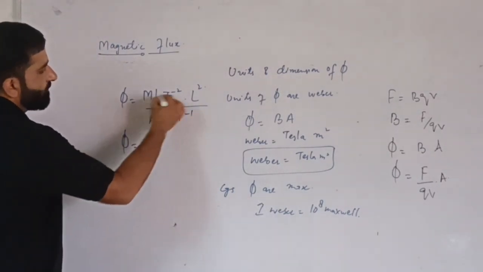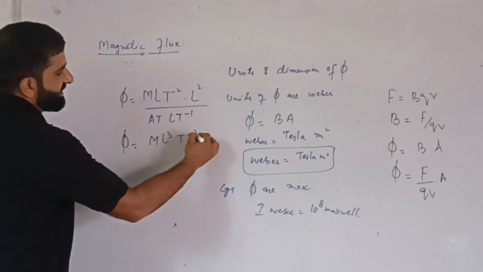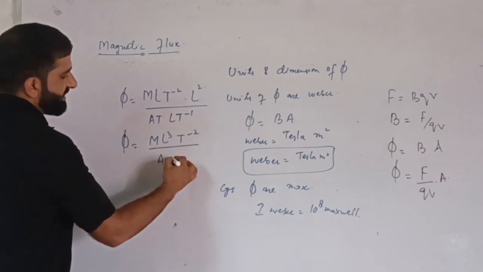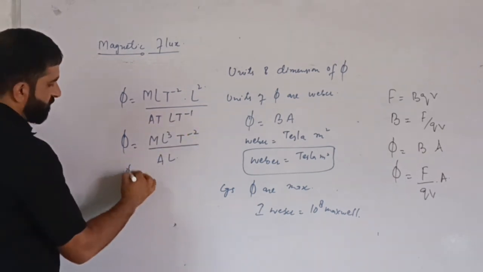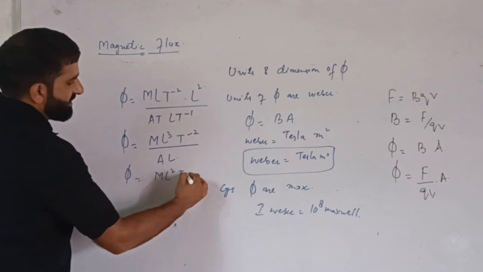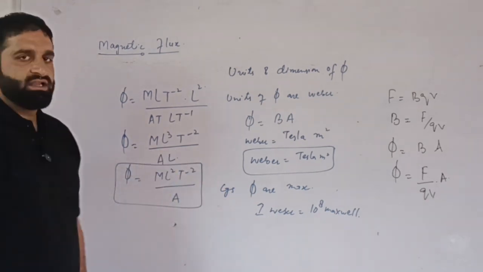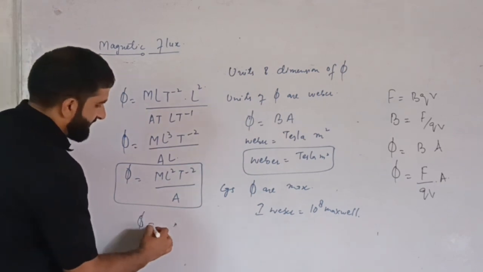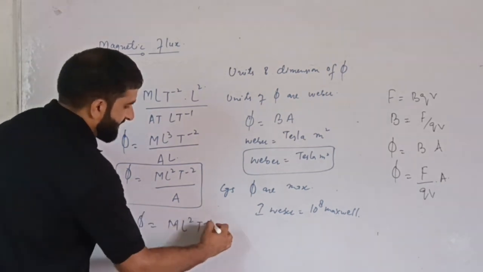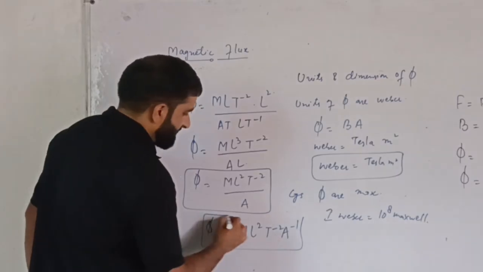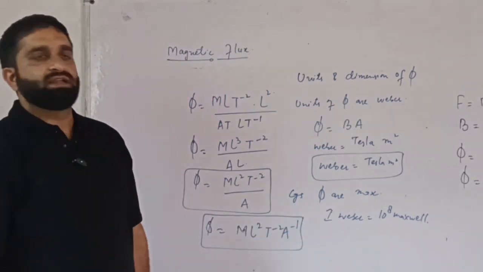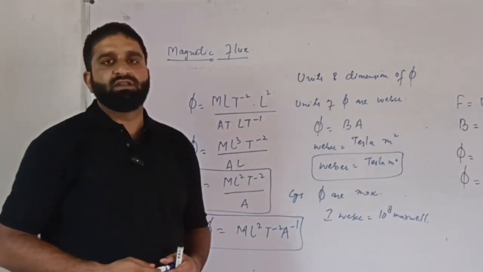So we have ML3T minus 2 divided by A into L. So phi is equal to ML2T minus 2 divided by A. The dimensions of phi are now ML2 T minus 2 A minus 1. These are the dimensions of magnetic flux.